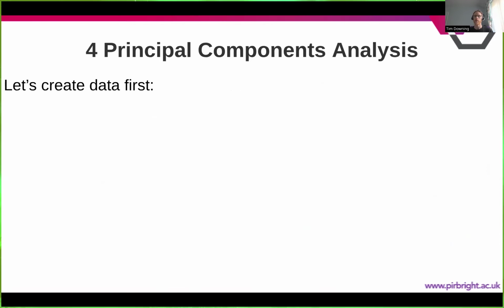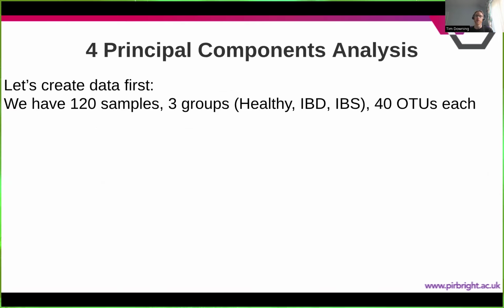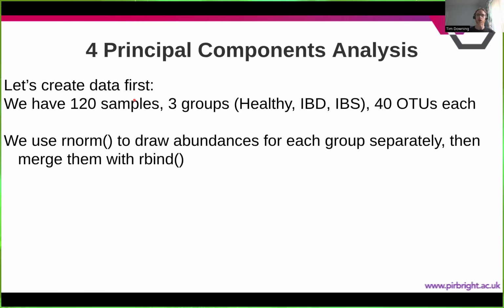So let's consider how we can create data to analyze. What we're going to do in the demonstration videos later is look at microbiome data. And we're going to have three groups: healthy, IBD, and IBS, so irritable bowel disease and irritable bowel syndrome, and OTUs, which are taxonomic units that are biologically unique. So they could represent taxa like a bacterial species. And we're going to look at this data across different groups.